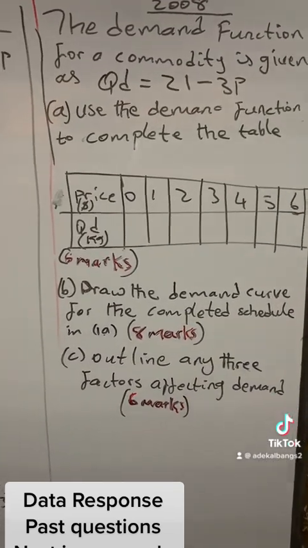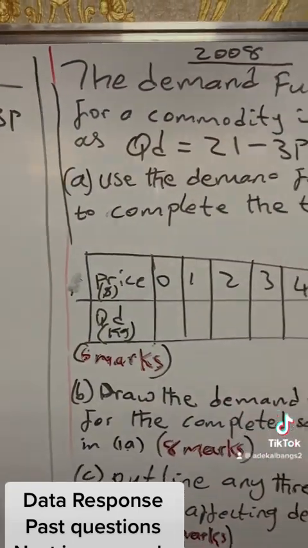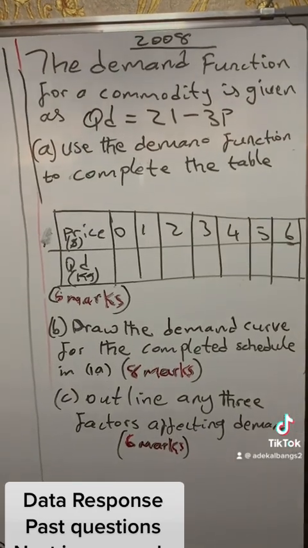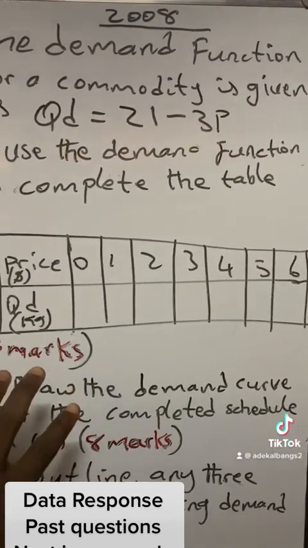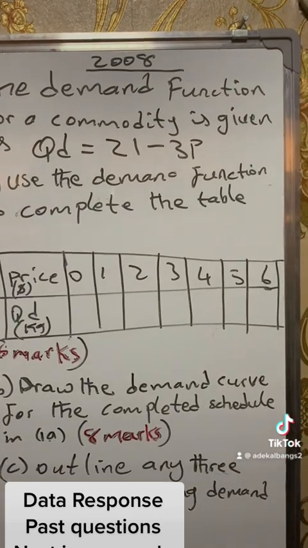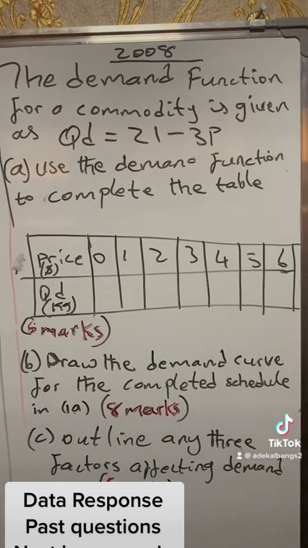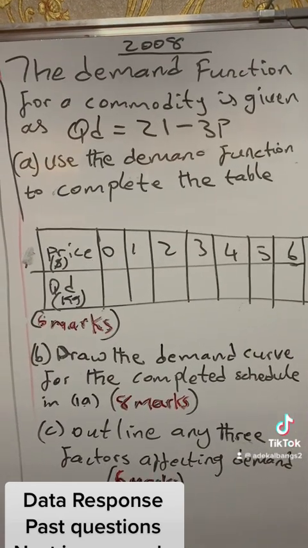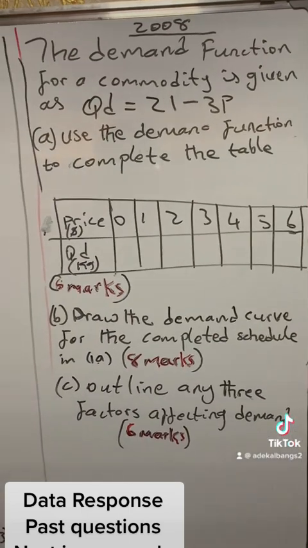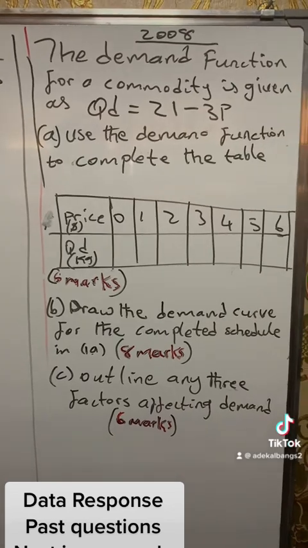Question 1a here says, use the demand function to complete the table. This is a table. You see 0, 1, 2, 3, 4, 5, 6 for the price in dollars, and the quantity demanded in kilograms is vacant. Nothing is there, and you're asked to complete this table. 6 marks for that. Just quick one, you get your 6 marks.